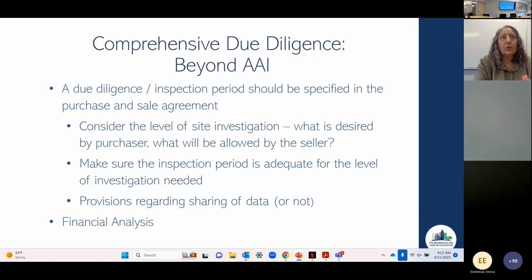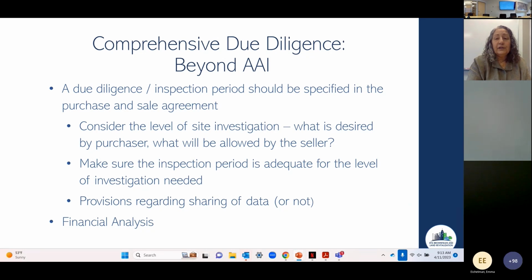So, comprehensive due diligence, what do I mean by that? In a standard purchase and sale agreement, you're going to have some form of inspection period. It can be a contingency period, typically specified in the purchase and sale agreement. It is standard that there would be some form of deposit, which is considered a soft money deposit, i.e. refundable, in the event the transaction is not completed.